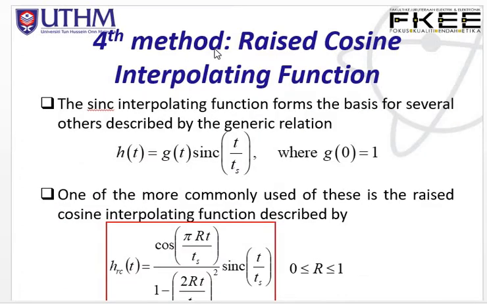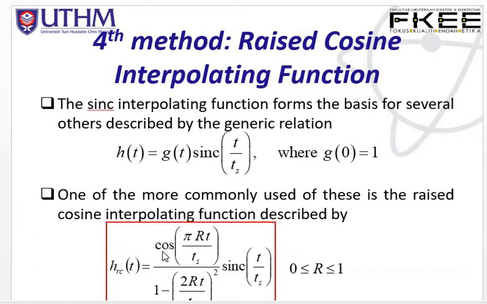The fourth method is called the raised cosine interpolating function. Raised cosine is usually used for pulse shaping in digital modulation as it is able to minimize inter-symbol interference, or ISI. The sinc interpolation function forms the basis for several others described by the relation h(t) equal to g(t) sinc(t over Ts), where g(0) is equal to 1. And this is the common formula for the raised cosine interpolating function.